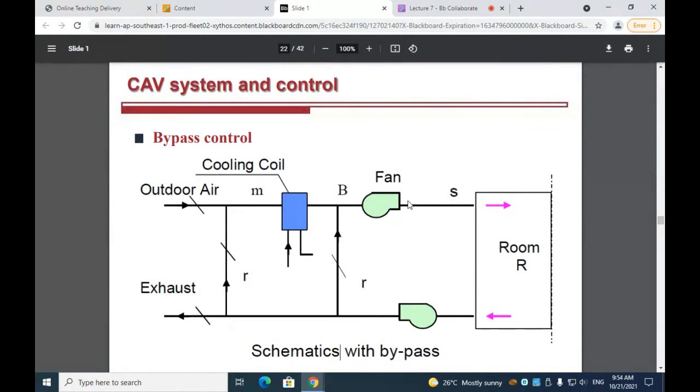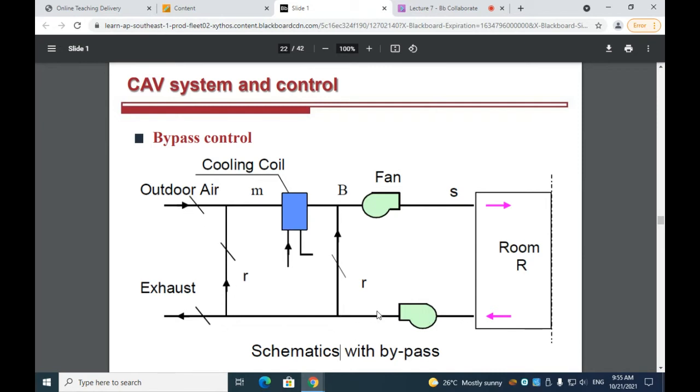Another control strategy for a CAV system is bypass control. So you can see that for bypass control, since the CAV system operates at a constant air volume, if the room temperature is not needed to be maintained at a very low temperature, and the supply air volumetric flow rate is higher than the needed value, then part of the supply air can be bypassed.